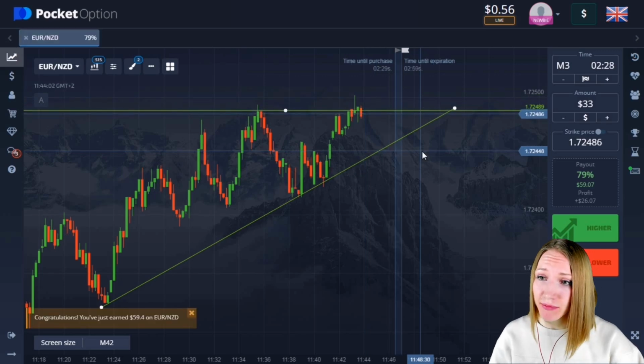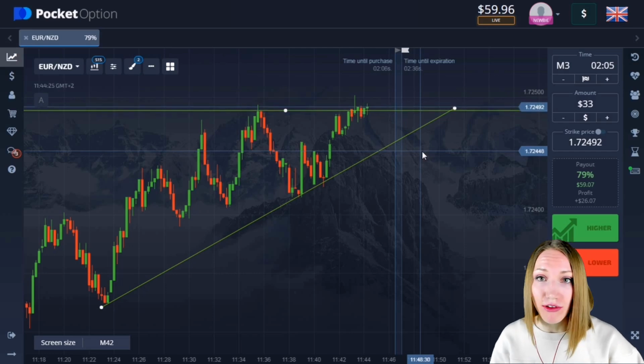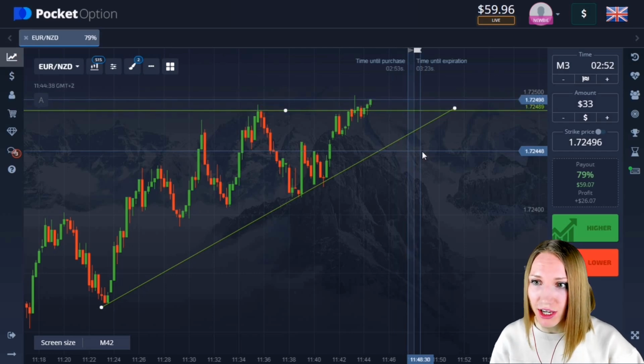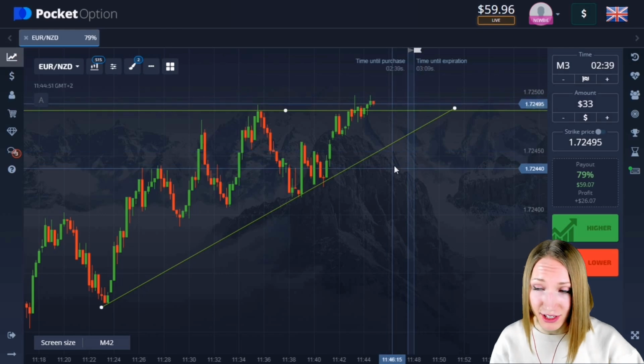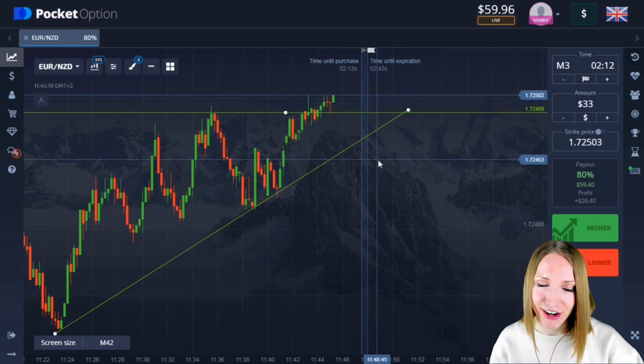Well, it's very good. The price continued moving up and we have got the profit. So 3 minutes were enough here. The upward movement continued also, and the resistance level was broken through, and the result is very awesome.